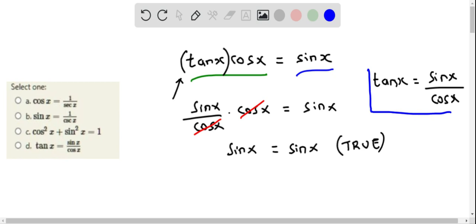Tangent of x equals sine x over cosine x, and this means we choose the option tangent of x equals sine x over cosine of x.